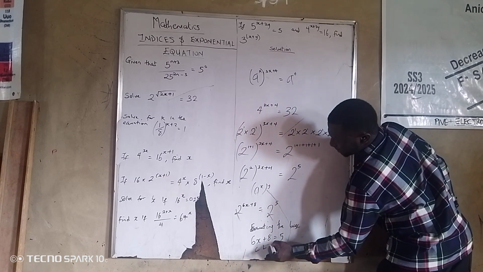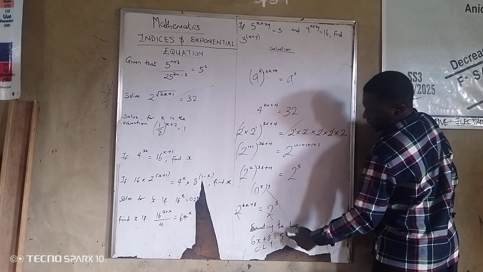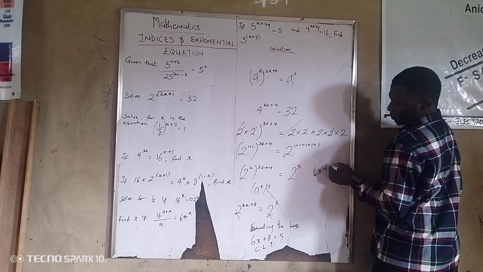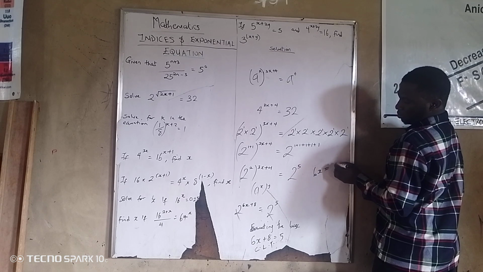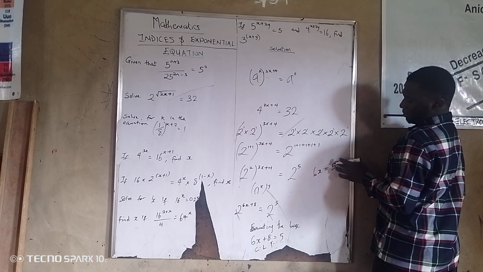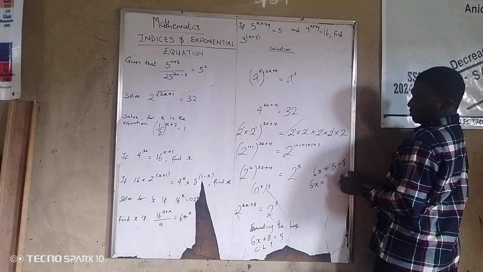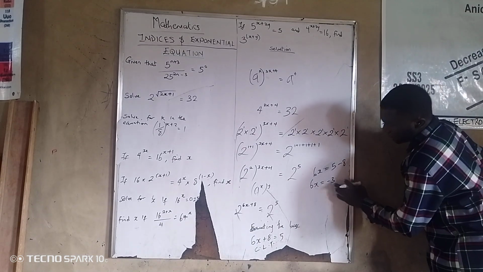So on collecting the like terms, you will bring this plus 8 towards this side. 6x equals 5 minus 8. So 6x will be 5 minus 8, which is minus 3.